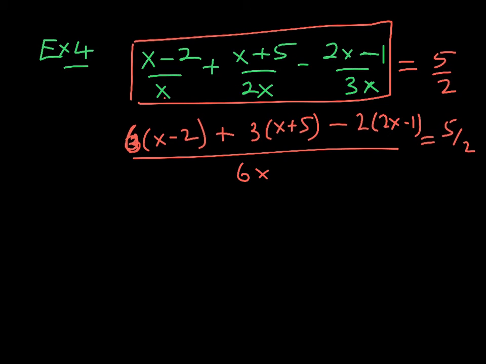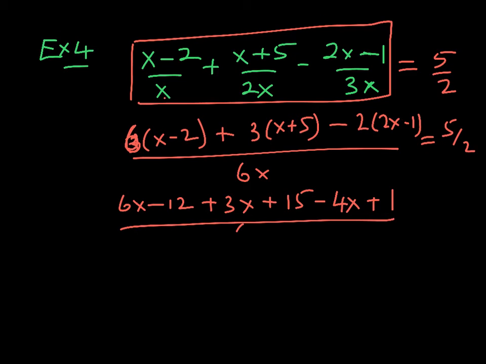all of it divided by 6x equal to 5/2. Now let's expand the bracket. 6 times x, that is 6x. 6 times -2, -12, plus 3x plus 15 minus 4x plus 1, because -2 times -1 gives us 1, all divided by 6x is equal to 5/2.